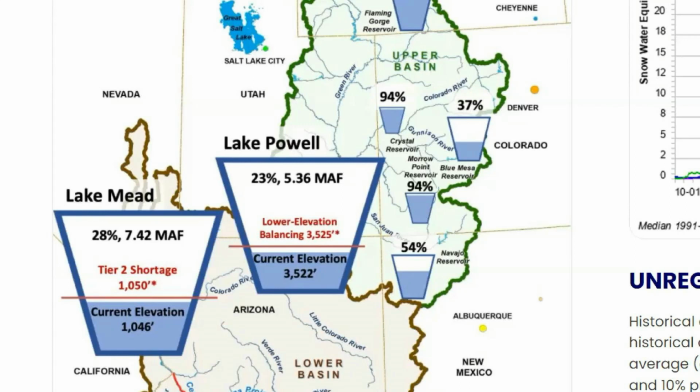the elevation of the lake with respect to certain tiers, shortage tiers, certain regulatory levels that will mandate changes in behavior. So that's the first thing we typically lead off with.